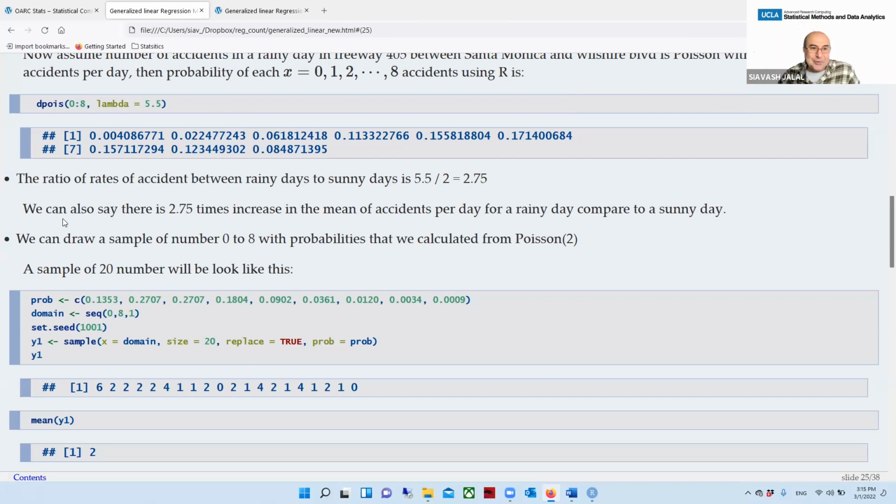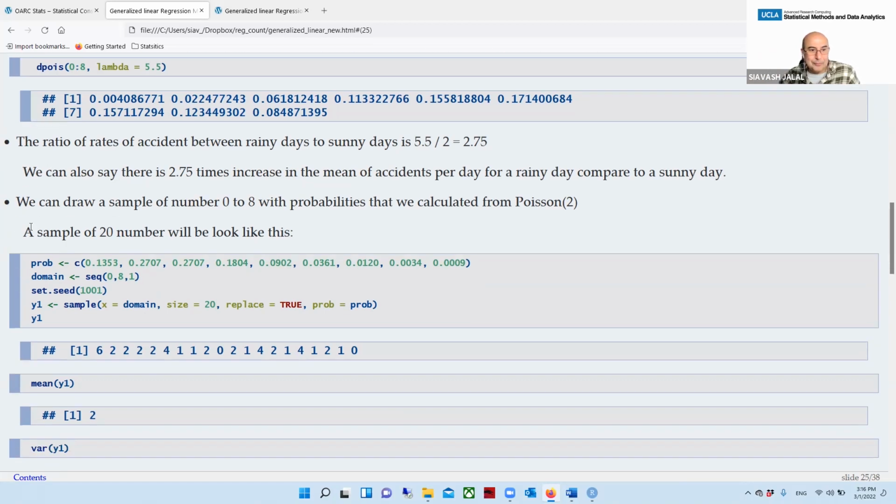This ratio of rates can also be put this way: we can say that the mean of accidents per day on a rainy day is 2.75 times more than accidents per day on a sunny day. So that's how we can compare days using the rate.